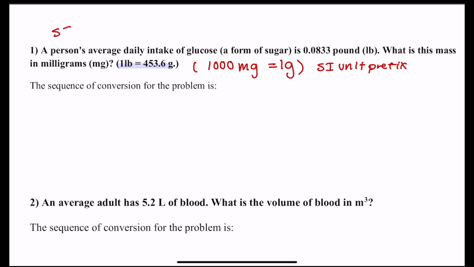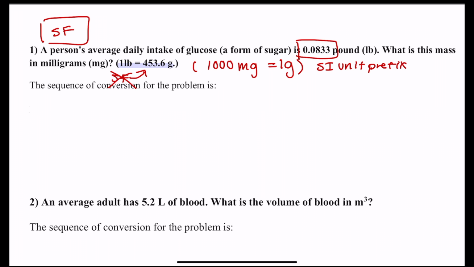Another thing, sig figs matter here, okay? So, heads up, when you do unit conversion, the sig figs of the numbers used for the unit conversion don't matter. The only sig figs that matter are the sig figs given in the question. So here we have 3 sig figs. That means our answer should have 3 sig figs. Now let's go with the problem. So we're going to do the train track method. The reason why it's called the train track method is because these division lines look like a train track.